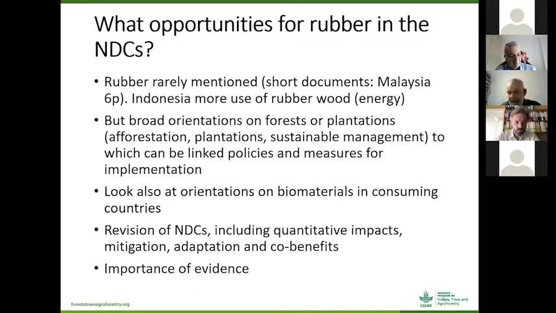And we can also get involved in the revision of the NDCs. And in all of that, what is so important, especially talking to the research sector, is to bring good evidence, quantitative and qualitative. And not only on carbon benefits, but also to all co-benefits.